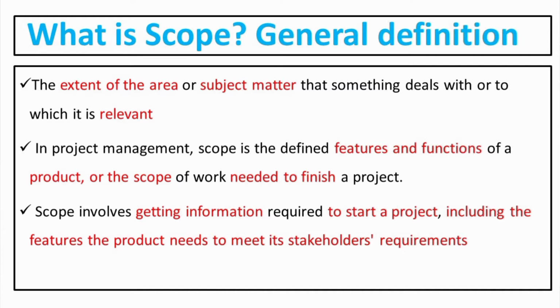What is scope? By general definition, the extent of the area or subject matter that something deals with or to which it is relevant. In project management, scope is defined as features and functions of a product or the scope of work needed to finish a project. Also defined as, scope involves getting information required to start a project, including the features of the product needed to meet its stakeholder requirements. So these are the general definitions of scope.